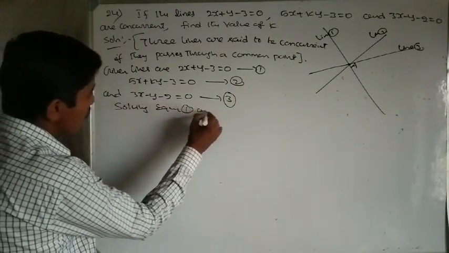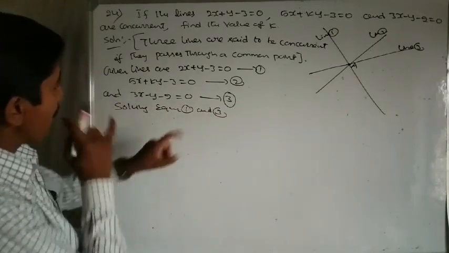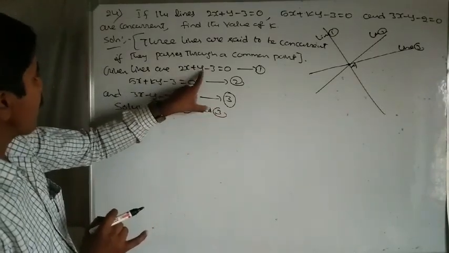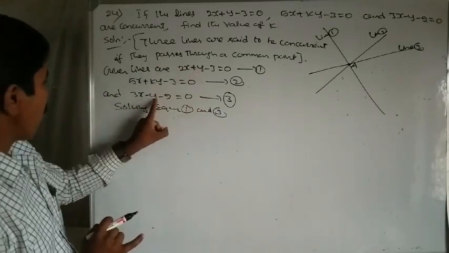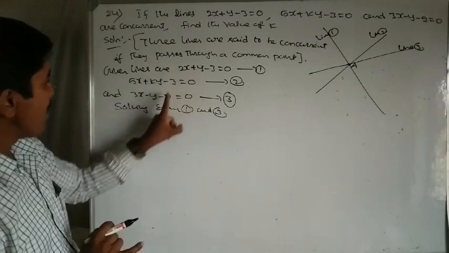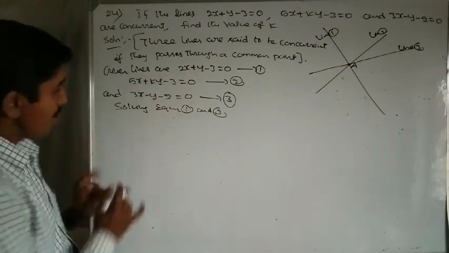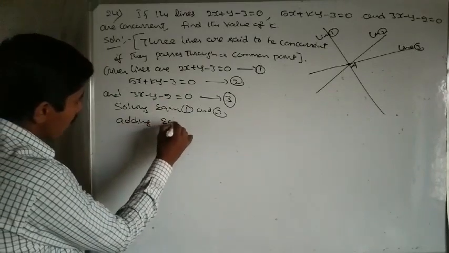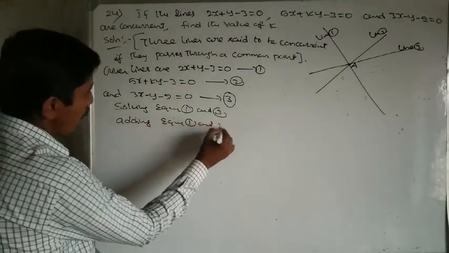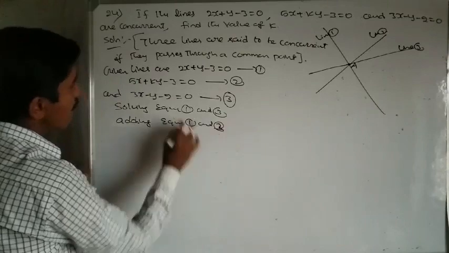Solving equations 1 and 3. In these two equations, the x coefficients are 2 and 3, and the y coefficients are plus 1 and minus 1. Adding these two means the y term cancels directly. Therefore, adding equations 1 and 3.